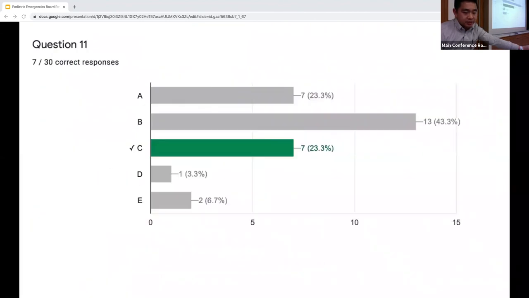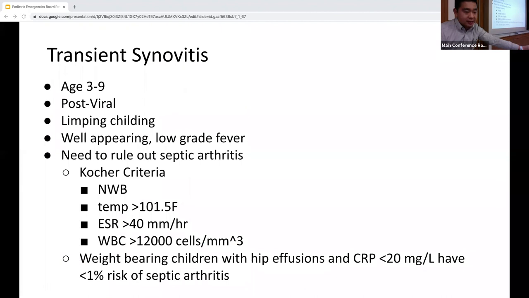So the answer is transient synovitis, and usually it happens around ages 3 through 9. It's post-viral. The child's limping. He's well-appearing but may have a low-grade fever. But the idea is you need to rule out septic arthritis, right?